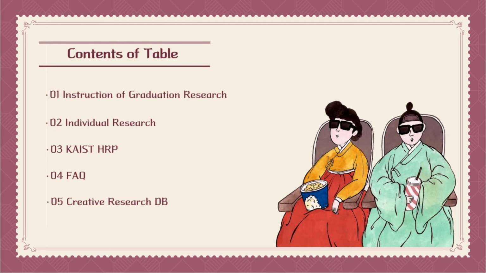These are the contents that we're going to cover today. Firstly, there's an introduction of graduation research, and later I'll explain two types of graduation research, which are individual research and KAIS HRP. Later, we will give answers to frequently asked questions, and lastly, we also have a creative research database.